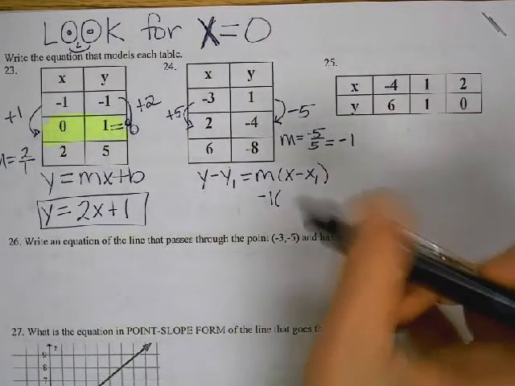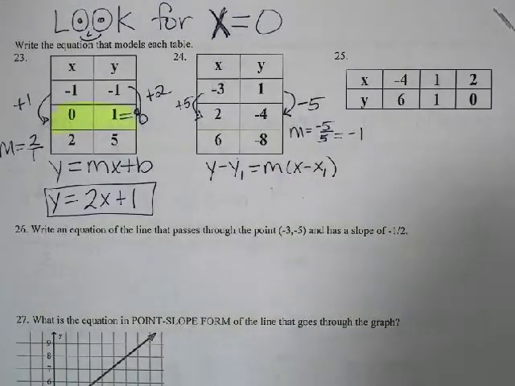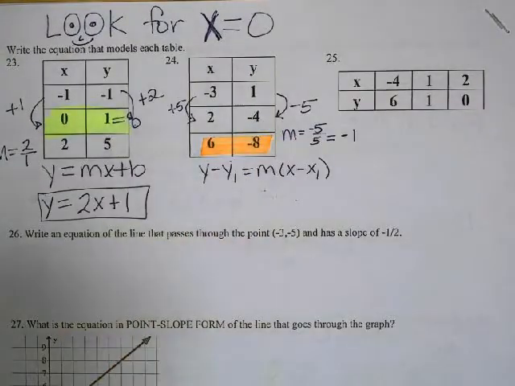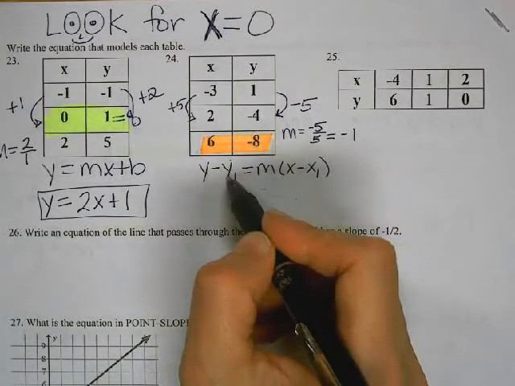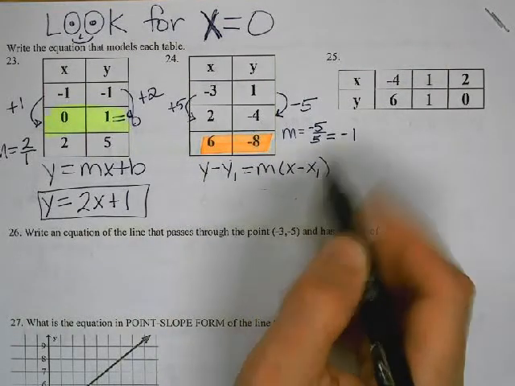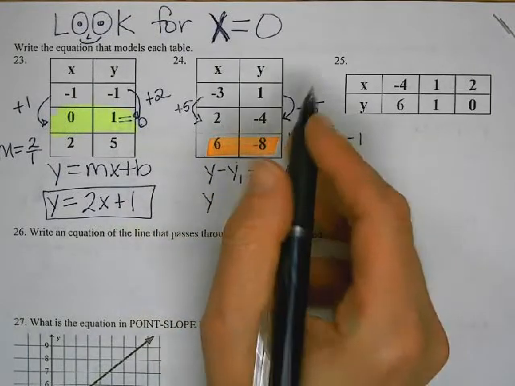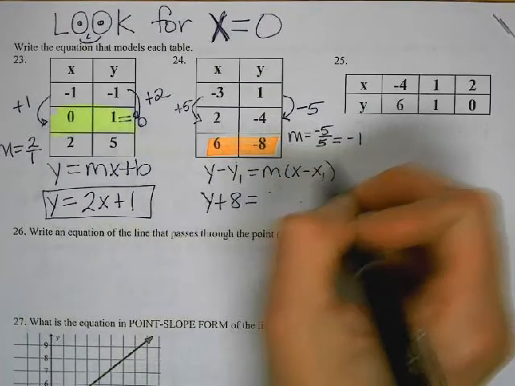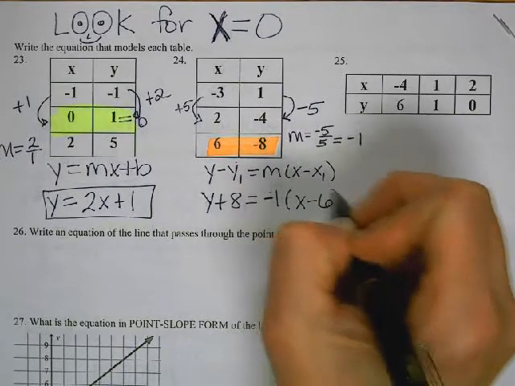And then I have to put it into my equation. Well, in order to do my equation, I need to pick a point. So I'm just going to pick any old point on there. I'm going to pick the last one, 6 and negative 8. Negative 8 is going to go in the y spot, and 6 is going to go in the x spot. Remember, when we write these equations, for the parentheses, it's opposite day. So it's y plus 8 equals, the slope is negative 1, and then x minus 6.